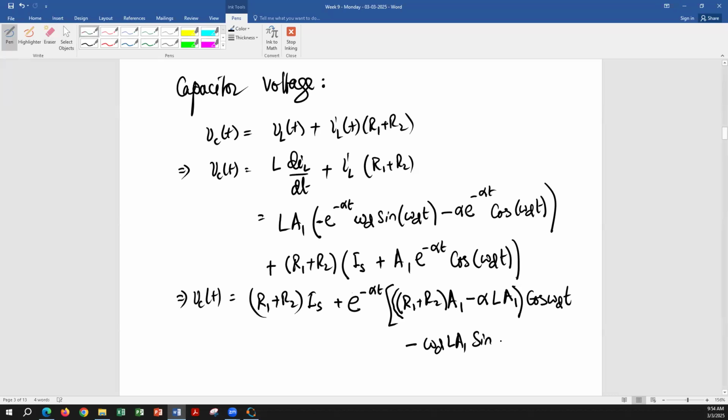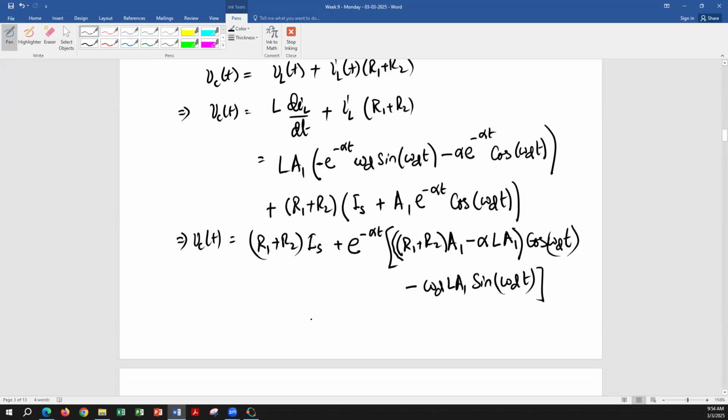Sine omega d. These are everything in terms of variables, and again, make sure you do it. So if I make a mistake, then you tell me that I'm making a mistake. So R1 plus R2 times IS, and there's my VC steady state.